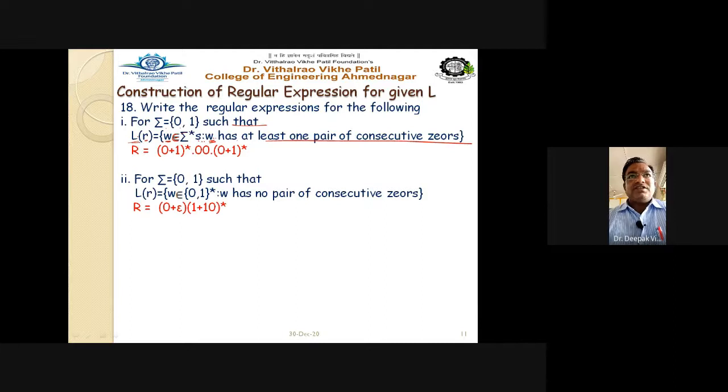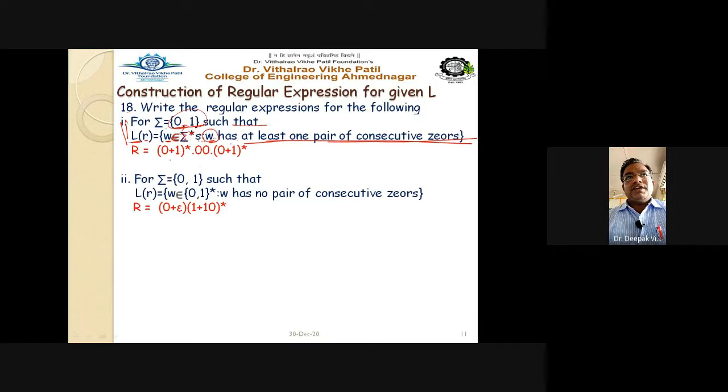In the earlier 17 examples, the questions were asked straight away in English: write a regular expression for the language having strings of such and such a way. But here the question is asked in a mathematical format. So we have to write the regular expression where the input alphabets are 0, 1, and the language consists of words belonging to sigma star, such that each string has at least one pair of consecutive zeros. Each string contains one pair of consecutive zero.